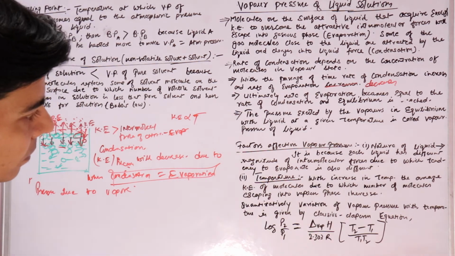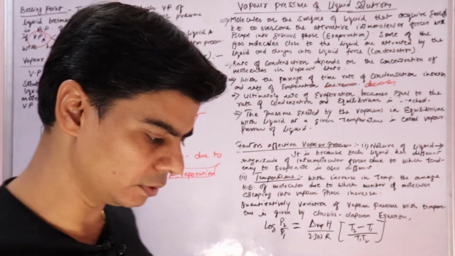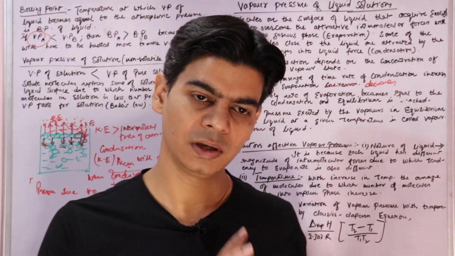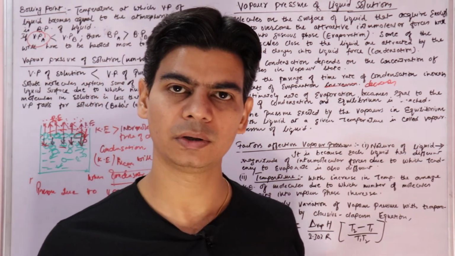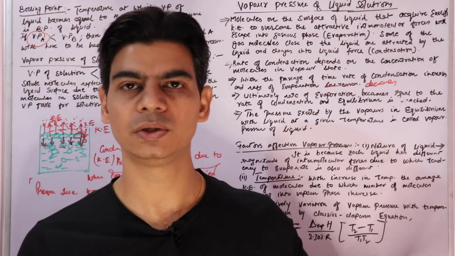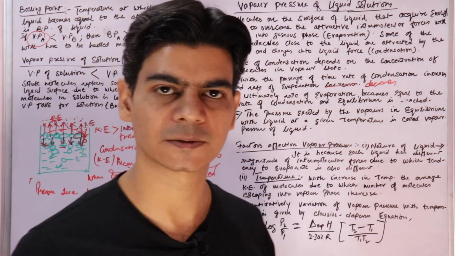So, factors affecting vapor pressure. This intermolecular force of attraction is one of the factors that can affect the vapor pressure, because the more the intermolecular force of attraction, the fewer molecules of liquid will escape into the vapor phase, right?